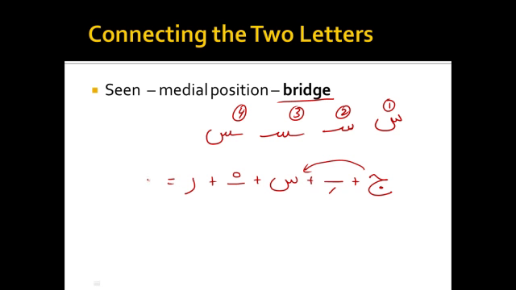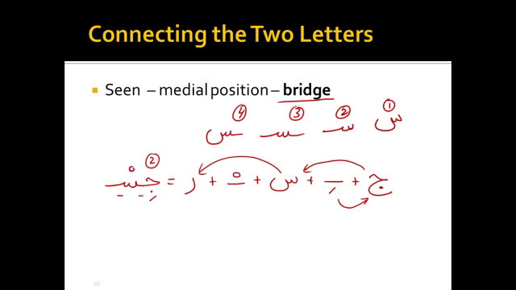So we have to write the jeem in the initial position. That's position 2. And we write the kasra again underneath. So the kasra goes underneath the letter. Then we have the seen. Now the seen here is going to connect to the ra, because the ra can connect to what comes before it, but of course it doesn't connect to what comes after it. So we're going to write the seen in the medial position. So we write it like this. You see it connects here and it connects here.